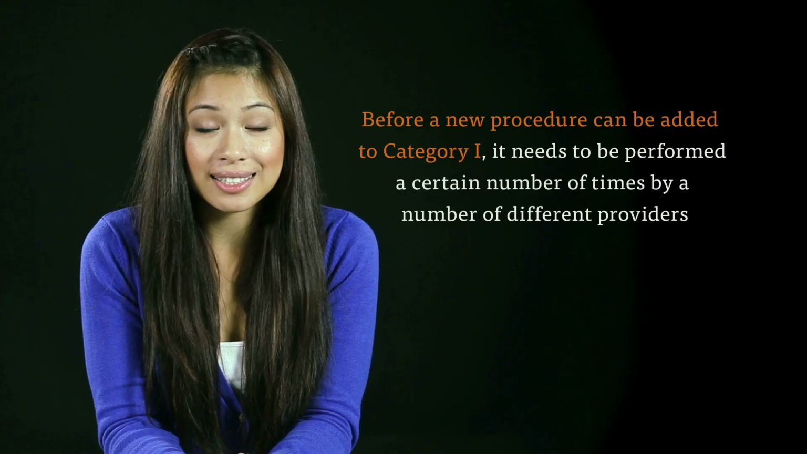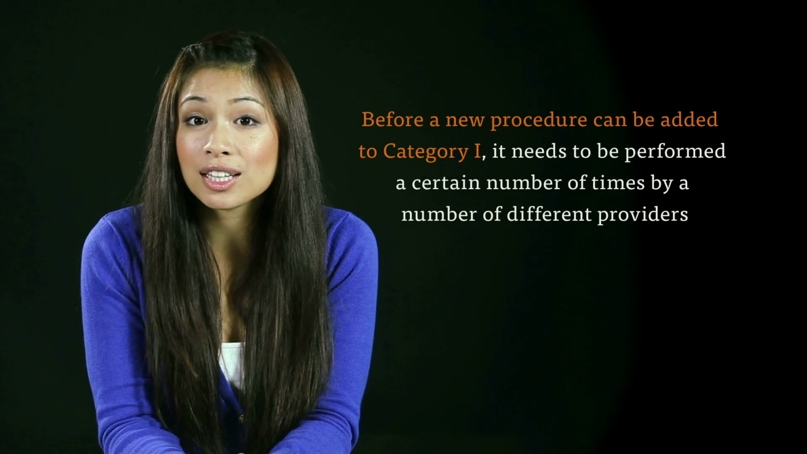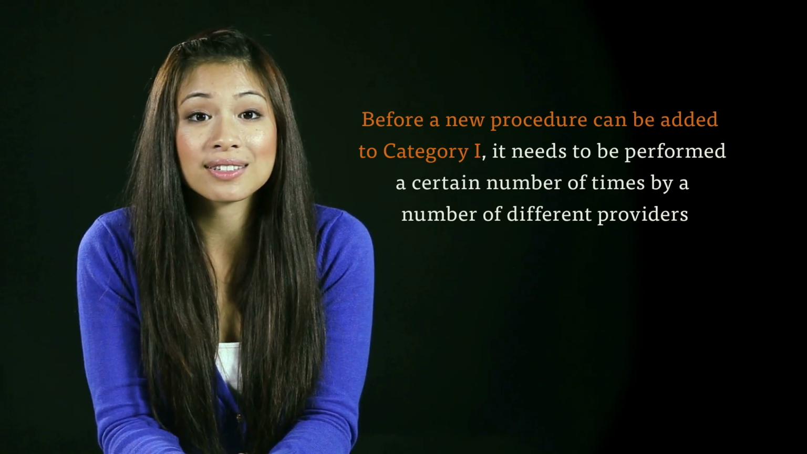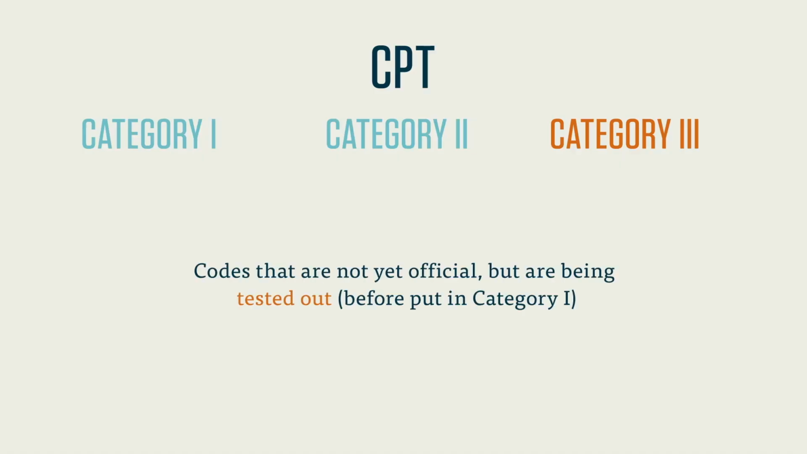Before a procedure can be added to Category 1, it needs to be performed a certain number of times by a certain number of different providers. Category 3 is where the codes that are not yet official but are being tested out reside.